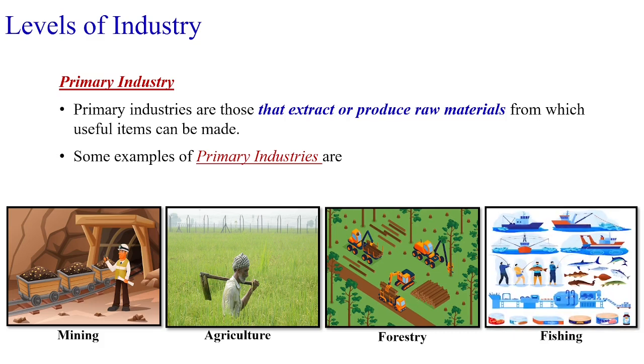Next, fishing. Fishing is a crucial source of food and nutrition for millions of people around the world. It provides a direct means of obtaining protein-rich seafood, including fish, shellfish, and other aquatic organisms. All types of seafood are raw material and need further processing. So fishing is also considered a primary industry.